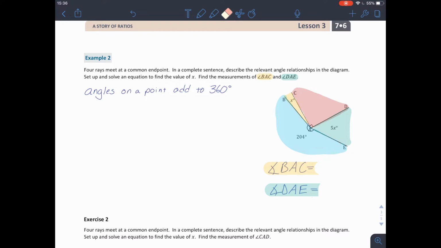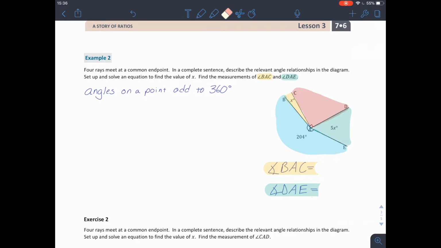Four rays meet at a common endpoint. In a complete sentence, describe the relevant angle relationships in the diagram. Set up and solve an equation to find the value of x, and find the measurements of angle BAC and angle DAE. So the hardest part of this is always just figuring out what your angle relationships are. Then when you do that, all you need to do is use those relationships to write up that equation. So in this, I find it easy sometimes to highlight my different angles so I can get a sense of what relationships I'm looking at.